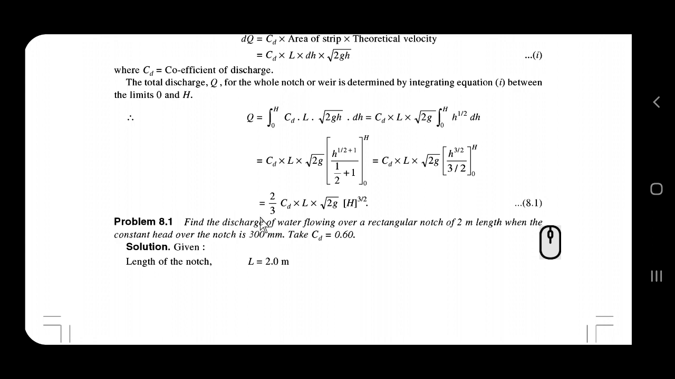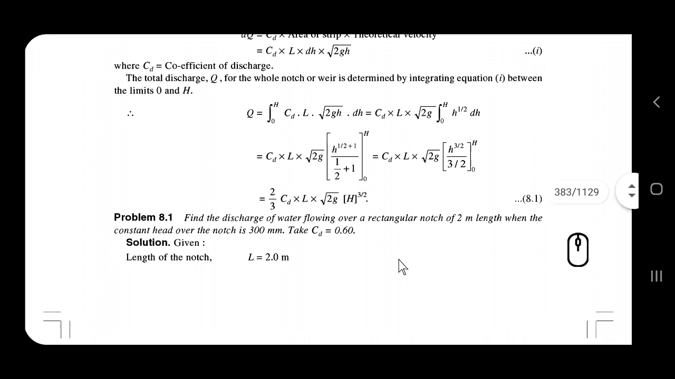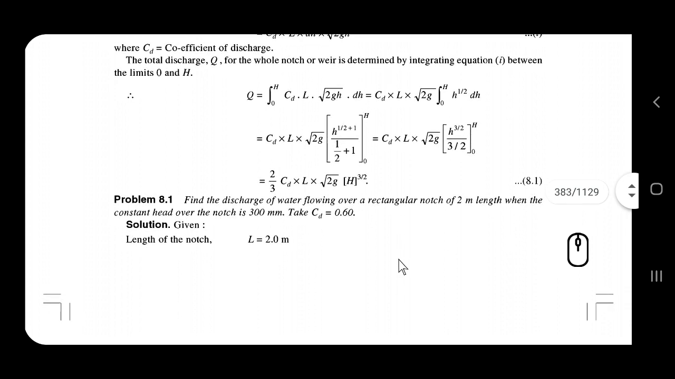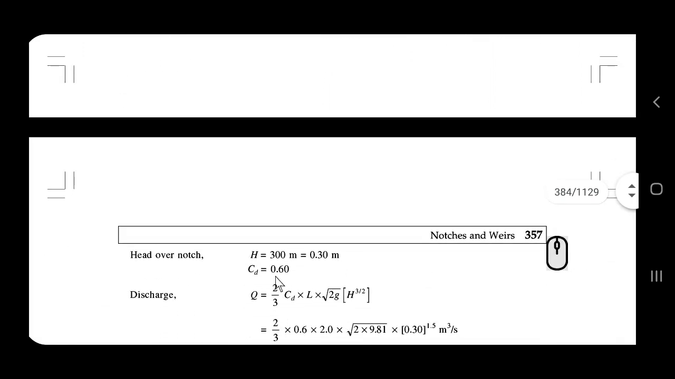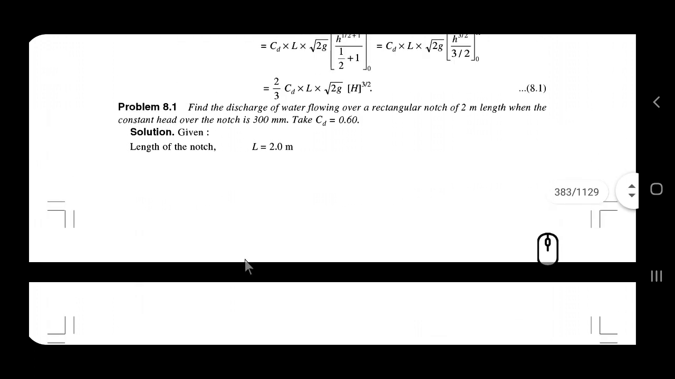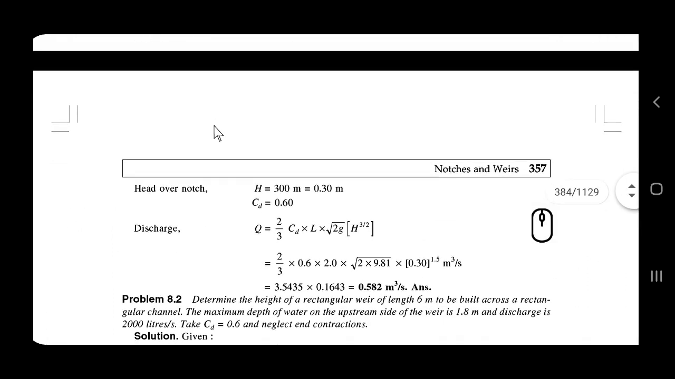In the problems, you can see the first problem 8.1: find the discharge of water flowing over a rectangular notch of 2 meter length, so capital L is given, when the constant head over the notch is 300 mm. Take Cd, the coefficient of discharge, as 0.6. Usually the coefficient of discharge here we take as 0.6. So capital L is equal to 2 meter, and capital H is also given in the question, the constant head over the notch is 300 mm.